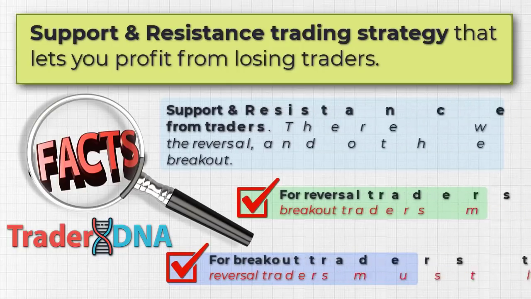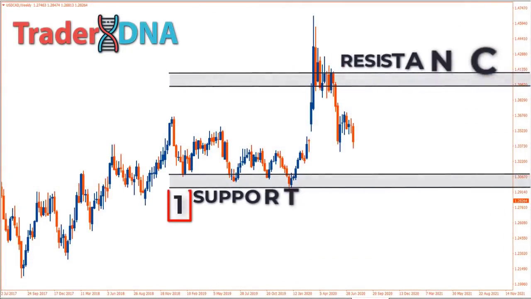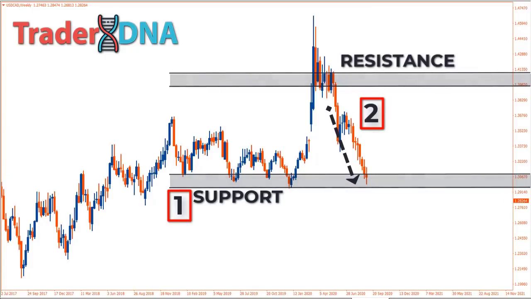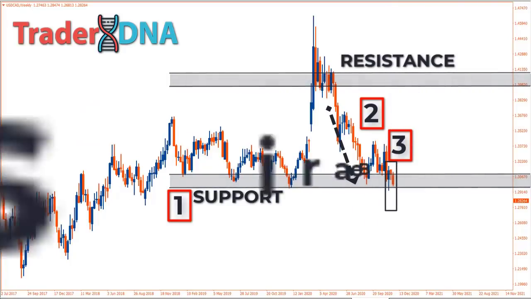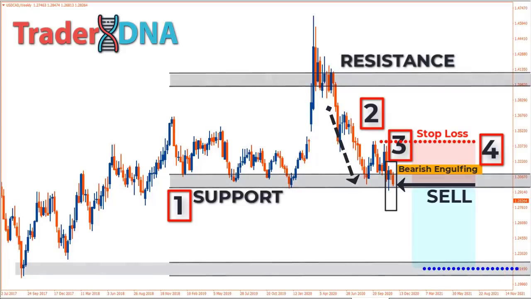Here's what you need to do. First, mark your areas of support and resistance. Second, wait for a directional move into support and resistance. Third, wait for price rejection at support and resistance. Fourth, enter on the next candle with stop loss beyond the swing high or low. Fifth, take profits at the swing high or low.